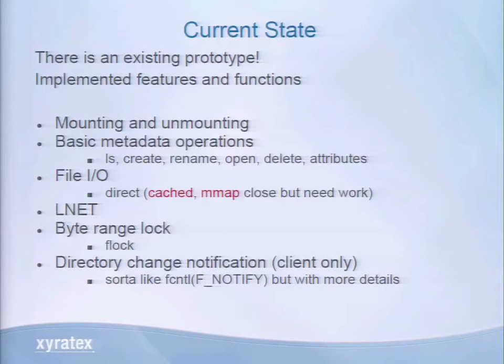LNet is there, so you can use the network. Byte range locks are there. Directory change notification is there. This one is really important for Windows because Windows Explorer needs it to deal with change notifications. If you don't have this, Windows is essentially doing ls -l on your file system every 30 seconds or something. We all know how well that would be handled by any parallel file system.